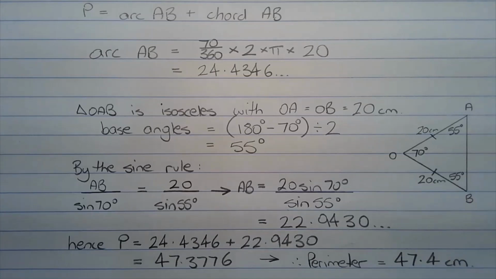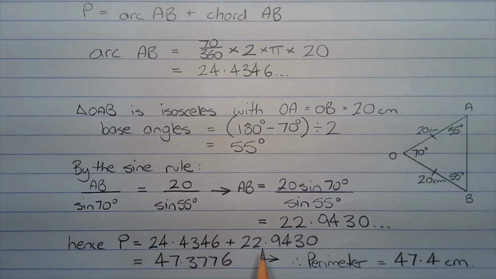We can apply the sine rule to find the length of AB. Alternatively, the cosine rule could have been applied since we have 2 known sides and an included angle. So by the sine rule, AB over sine 70 degrees is equal to 20 over sine 55 degrees. Rearranging this equation to make AB the subject, we get AB equals 20 times sine 70 degrees over sine 55 degrees. And that equals 22.9430 and so on.